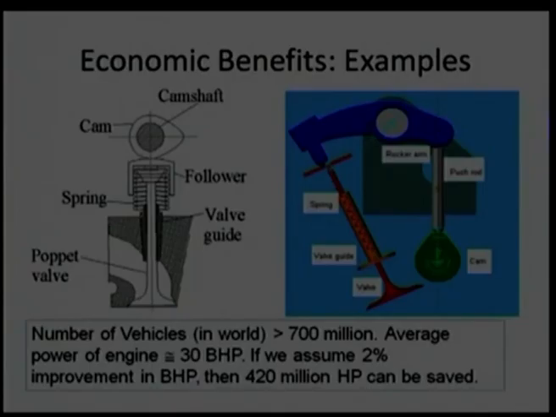If I count the power range of all the vehicles, I can find that the average value will be roughly 30 HP per motor vehicle, which is on the lower side, more on the conservative side. We are doing a rough estimation, and in the worst case, if I assume we are able to save 2% of that energy using tribological knowledge, what we are going to achieve is something like 420 million HP. That is a huge saving.